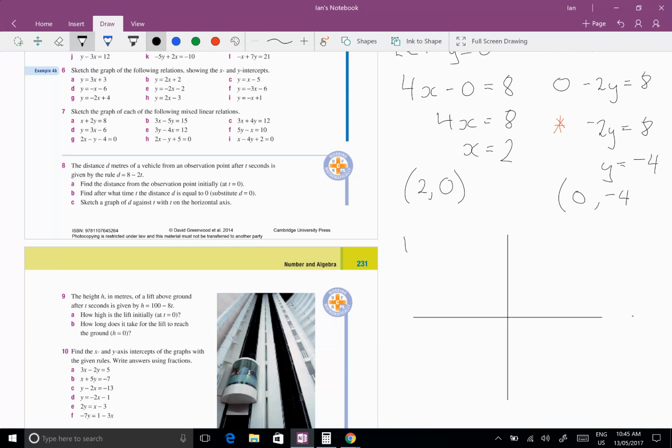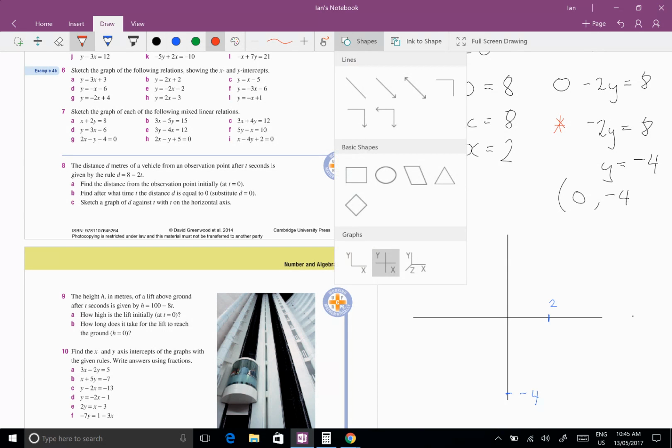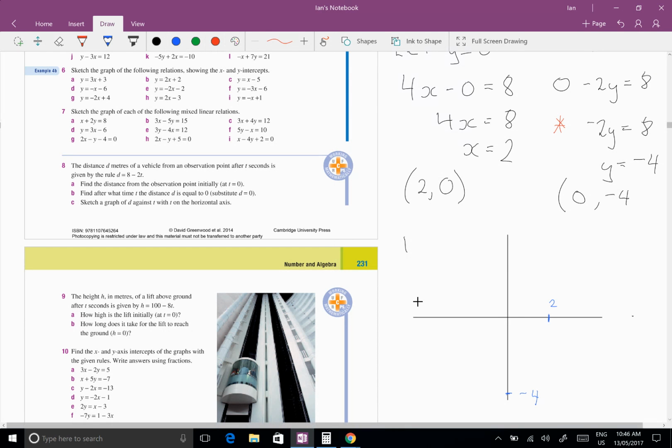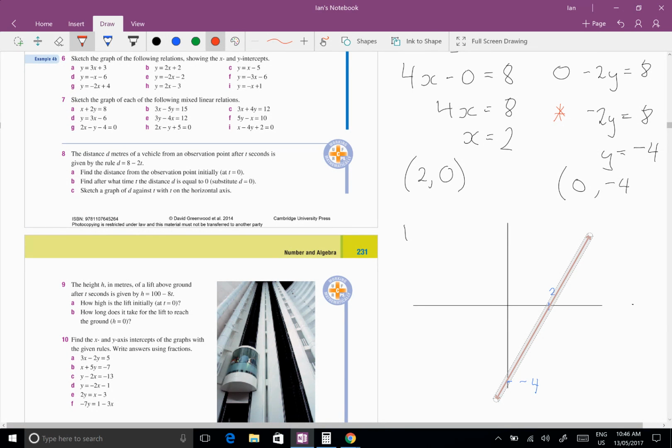So what have I got? I have 2 and 0, so across 2 and 0 there. And I've got 0 and negative 4, so I have to go down there. Now I'm not doing it to scale, but I'm hoping, oh, that's much better. Look at that. There we go. And there's my line.